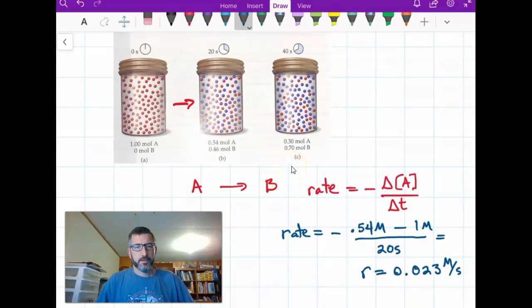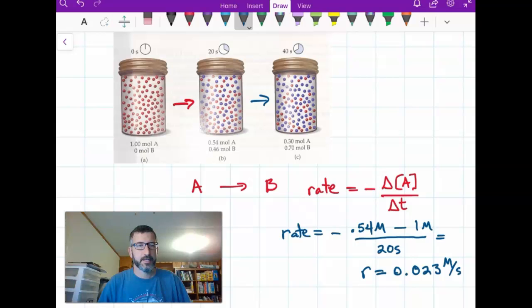One thing I want you to notice, we're not going to do any calculation with it. We could very easily do the calculation of rate from 20 seconds to 40 seconds. But you might notice that even though the time interval is the same, it's a 20-second gap, the concentration of A is only going down by what, 0.24, right? Whereas in the first 20 seconds it went down by 0.46. So the reaction seems to be slowing down, and that is perfectly normal.